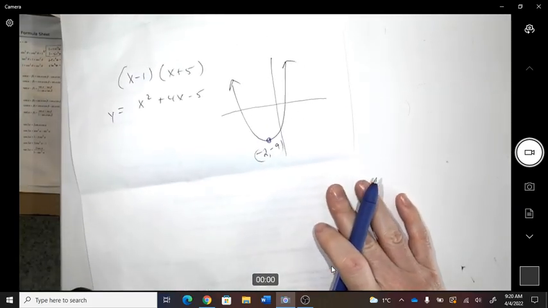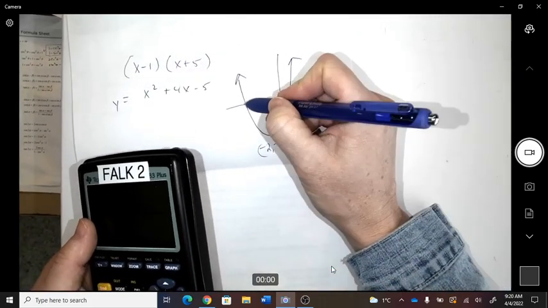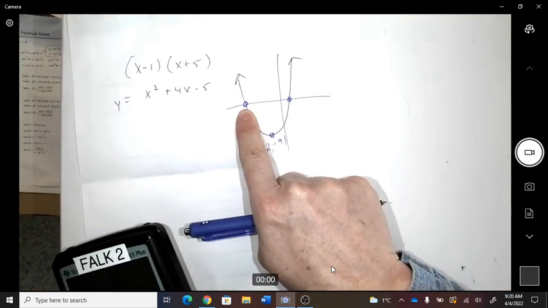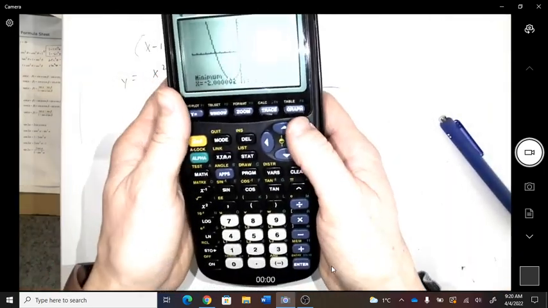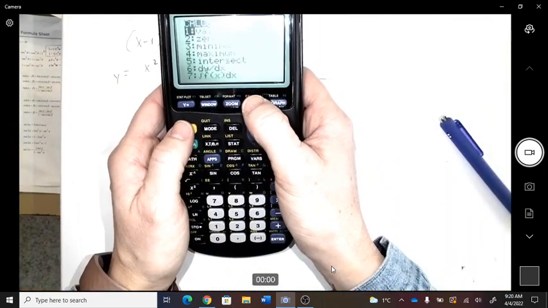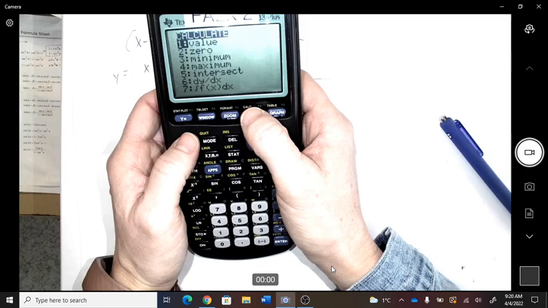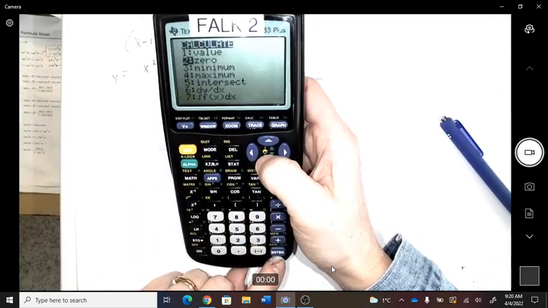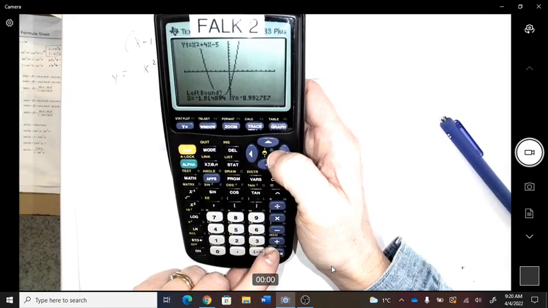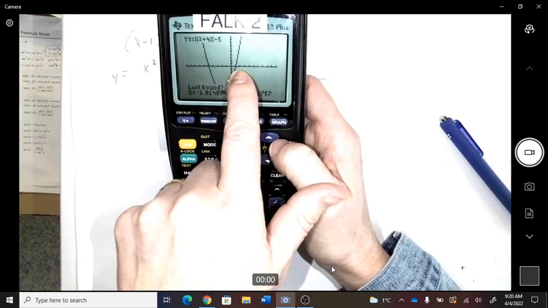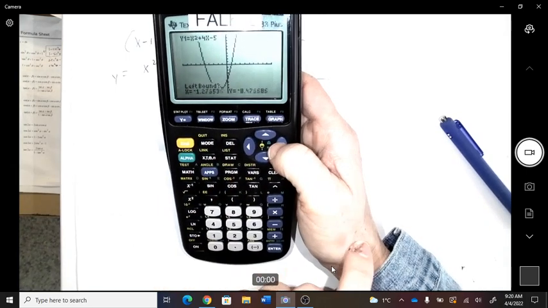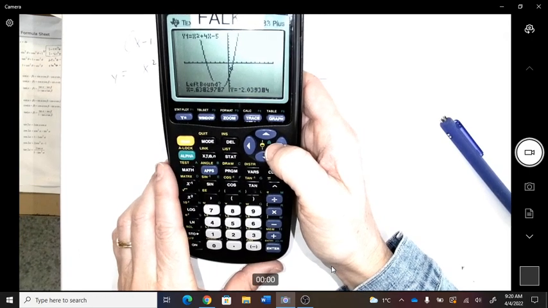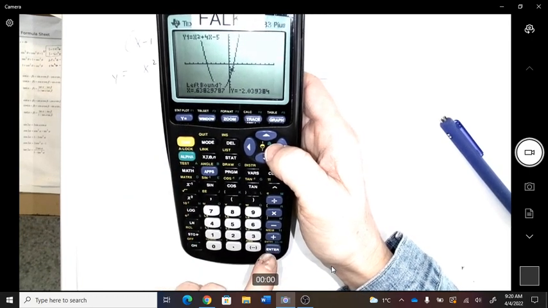So that's what I know. Now, I want to know these coordinates right here. Okay, we're going to get this coordinate and this one. So this, we're going to go second calculate. And this one is called a 0. So option 2. Okay, so let's go to this one over here. So I'm going to move my mouse right about there, because it's left.